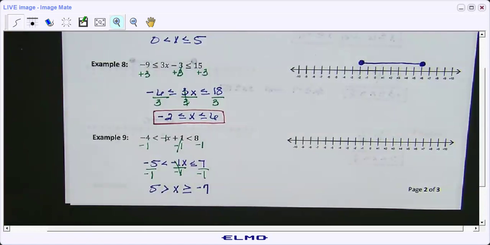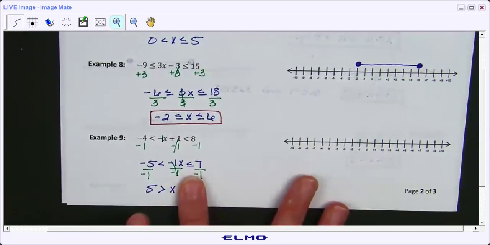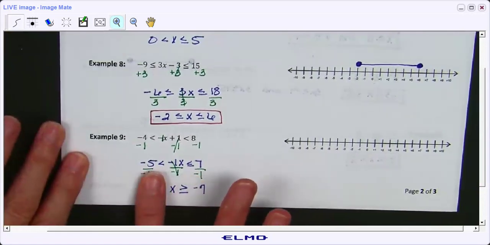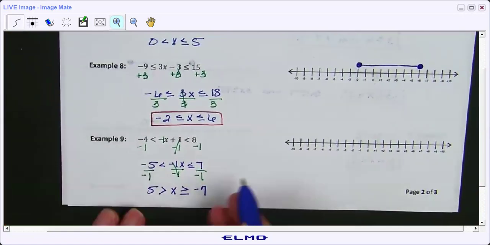Okay. And we graph this. Now, you're going to graph each one separately. So you'll graph x is less than 5. And then you'll graph x is greater than or equal to negative 7. Now, if you want to flip everything, this one, yeah. X is greater than or equal to negative 7. Because we flipped the sign, because we divided by a negative. So anytime you divide an inequality by a negative, you have to flip the sign.